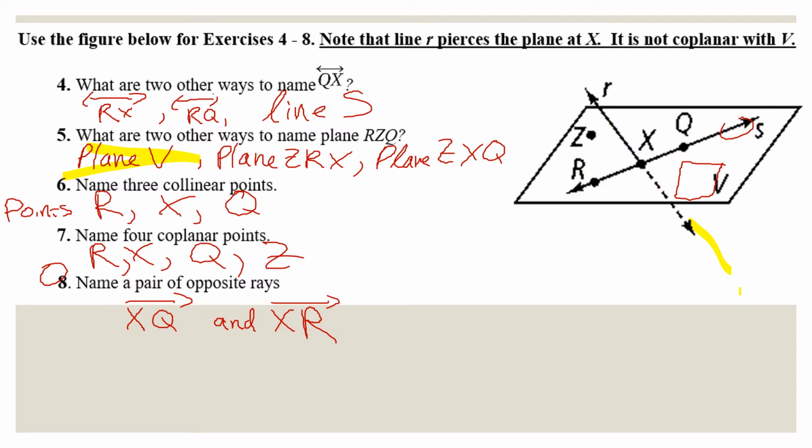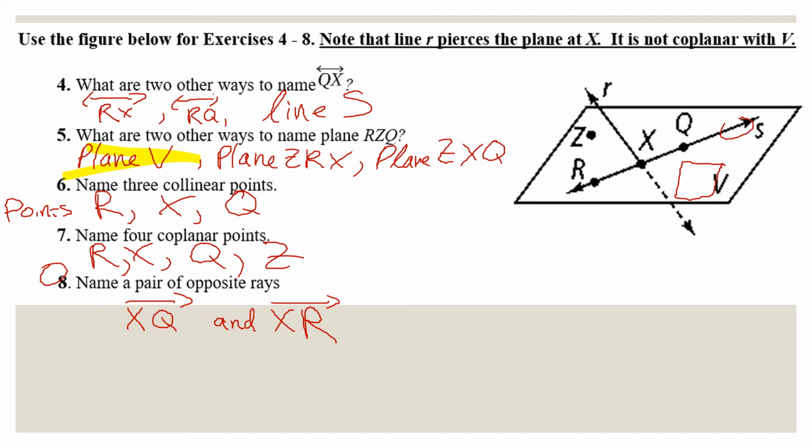Number 7, name 4 coplanar points. So you have to pick a letter that, whoops, that's too dark. You have to pick a letter that is actually a point. So V, S, and R are not points. So you have those 4 points to choose from. And obviously that's the answer there, R, X, Q, and Z. It does not matter the order you put that in.